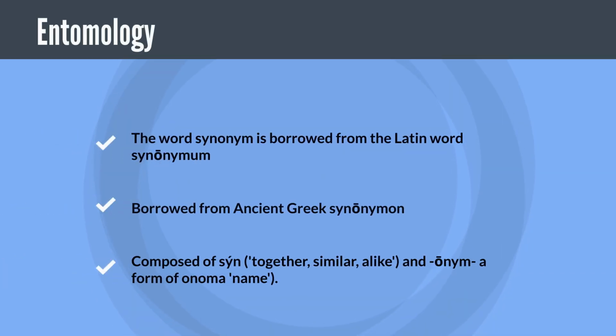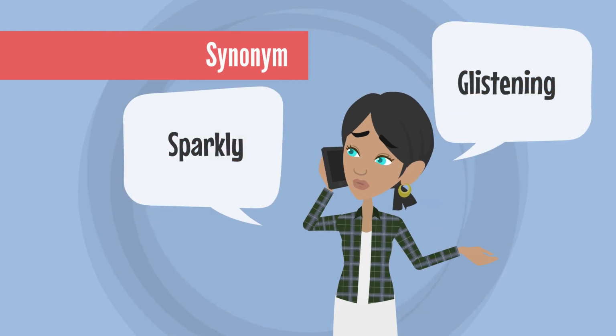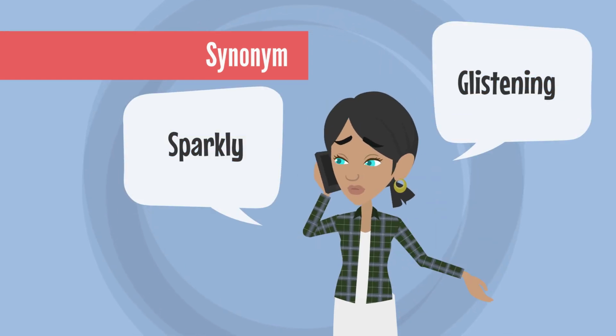Etymology. The word synonym is borrowed from the Latin word synonymum, which was, in turn, borrowed from ancient Greek synonymon, composed of syn, together, similar, alike, and onym, a form of onoma, name. Examples of synonyms would be sparkly and glistening, which both mean that something shines.